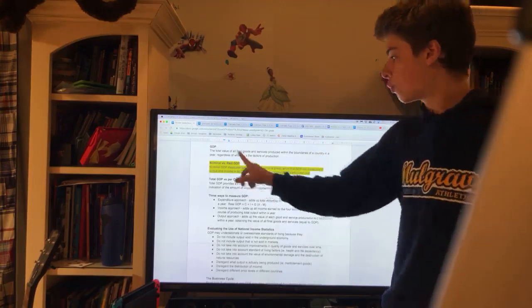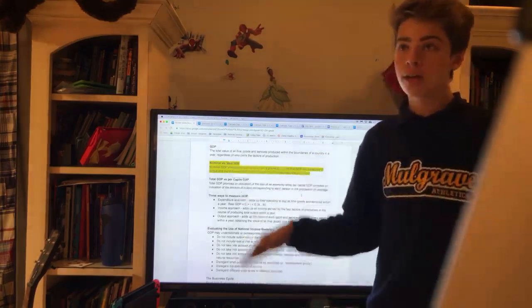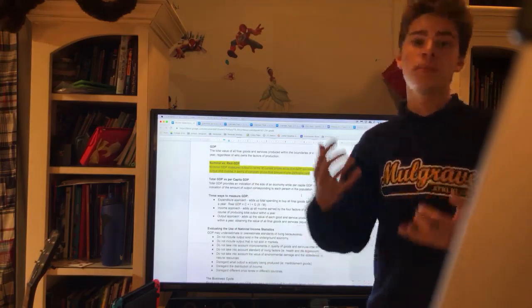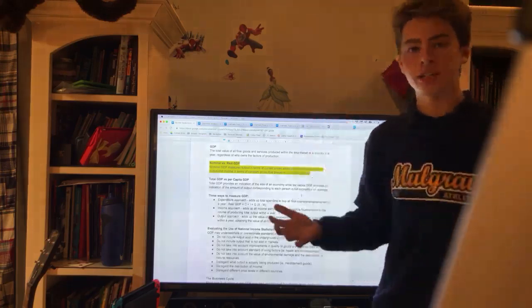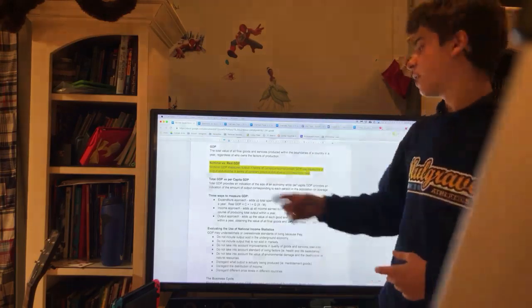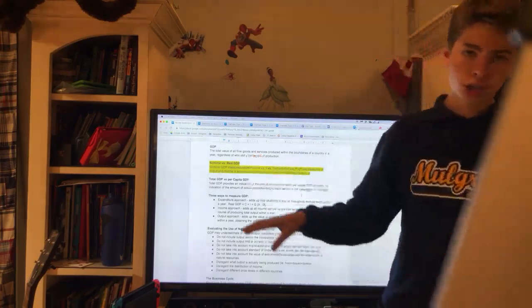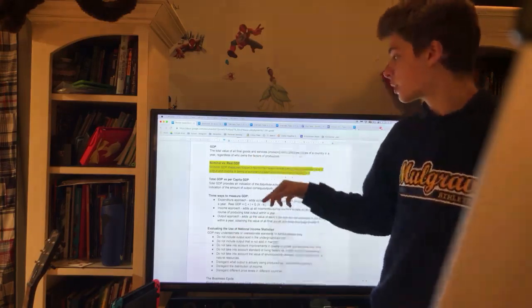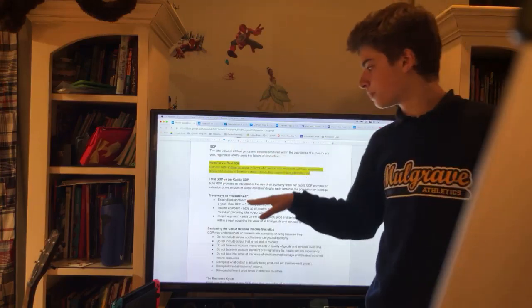Very simple to understand. Real GDP is without that, so it's used to calculate the GDP in past years, such as the 1950s, 1980s, and nominal GDP is the GDP not adjusted for inflation. It's very, very rarely used in economics. However, it's an important term to know.